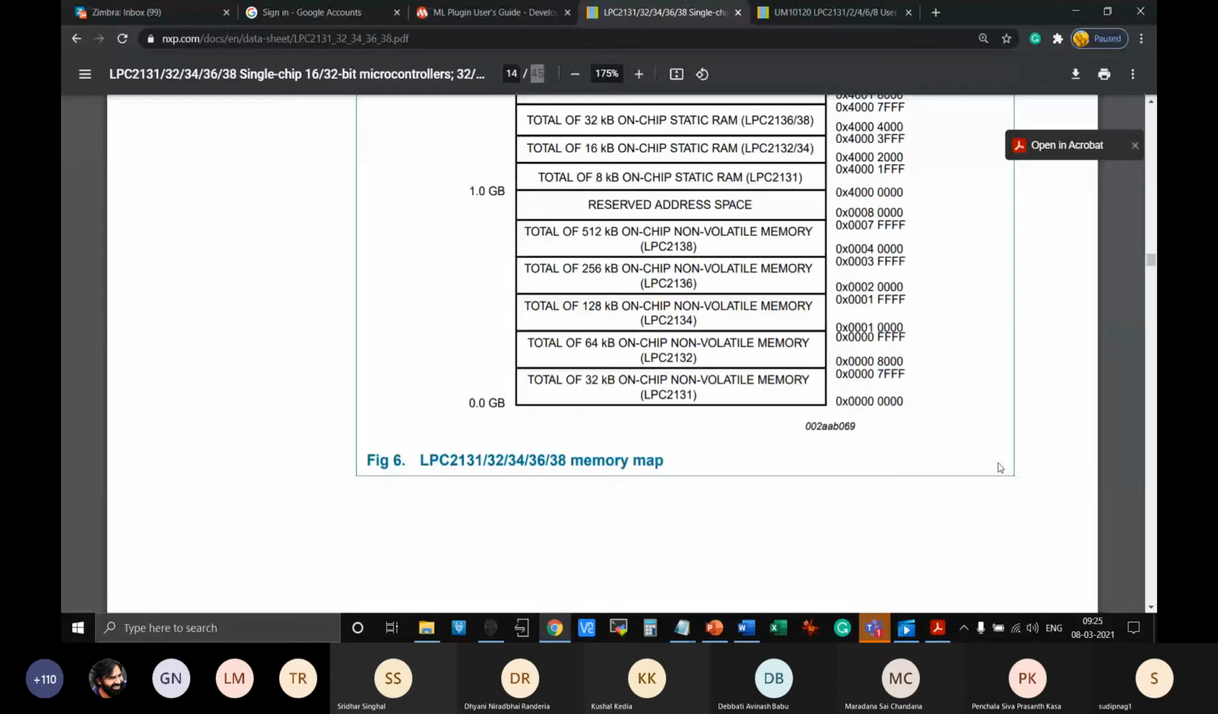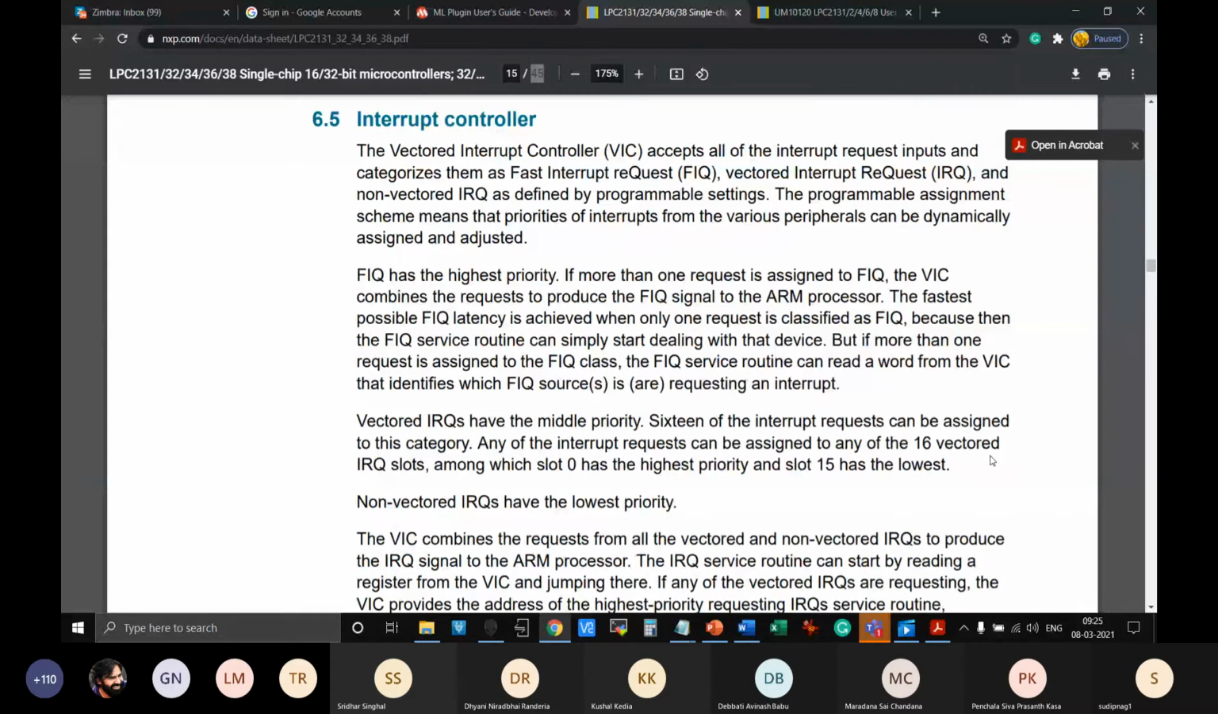Okay. Now the next part is the interrupt controller. The interrupt is very powerful in this microcontroller, in the ARM7 microcontroller. Interrupt is one of the ways to make a processor or microcontroller more efficient or more powerful. The interrupt structure is very complex in modern microcontrollers. In fact, this microcontroller has a relatively easy interrupt structure, and it has several layers of interrupts.